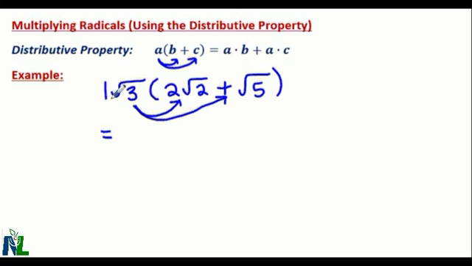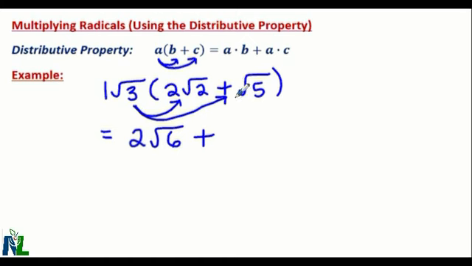Now, there's no number in front of the root 3. You might want to put a number 1 in front of the root 3, just so that you know the numbers in front of the roots get multiplied. So we're going to multiply 1 times 2, which would be 2, and the square root of 3 times the square root of 2 would get multiplied to give me the square root of 6. I have a positive being multiplied by a positive, so it's going to stay positive.